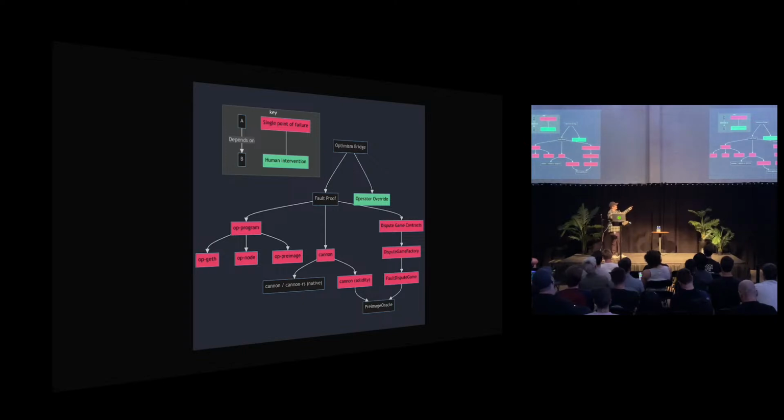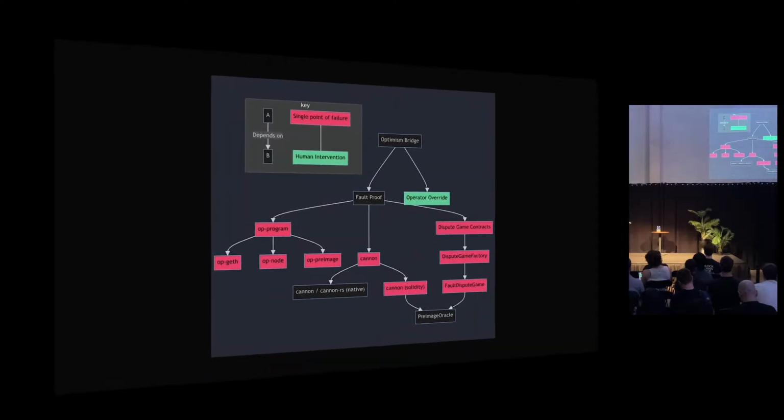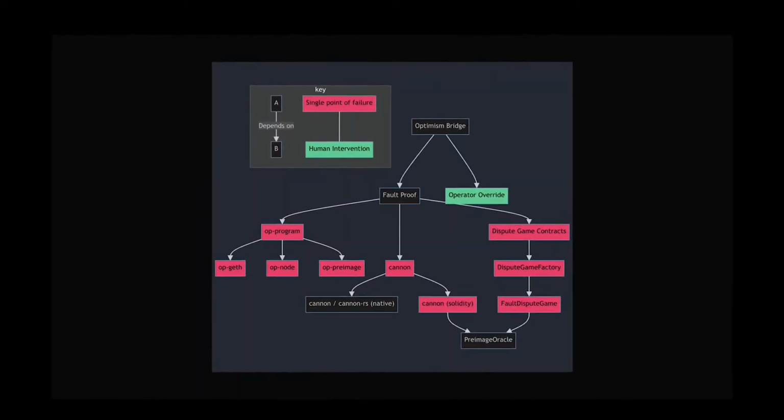So this image is a visual of what the current system looks like. You can see that there are a lot of single points of failure, and hopefully this gives you some perspective on why the OP Stack's fault proofs are still on training wheels. Any of these red boxes, if they fail, and there was no human intervention or air gap, would effectively mean that the bridge's funds could get drained.